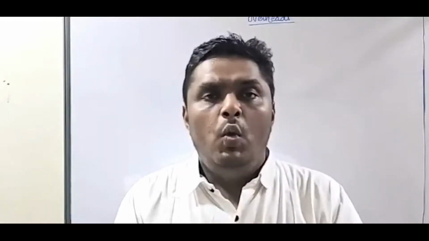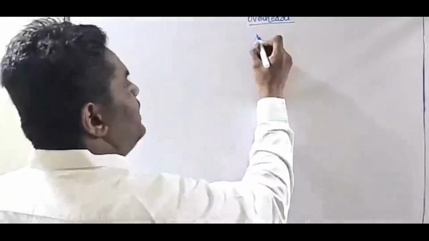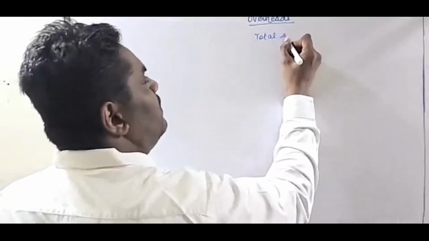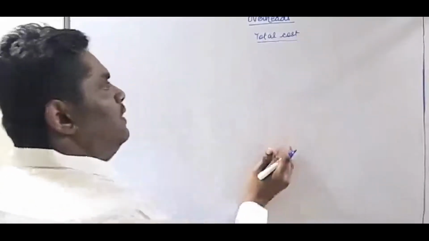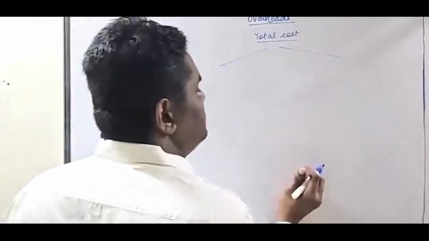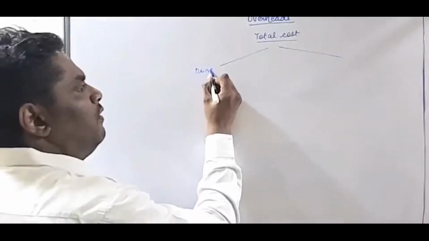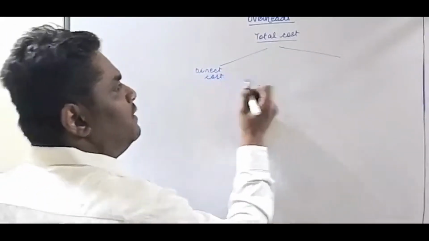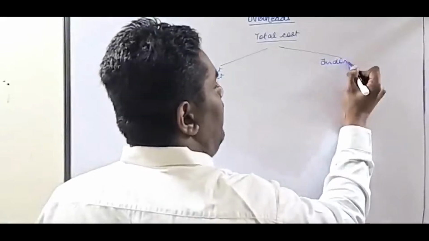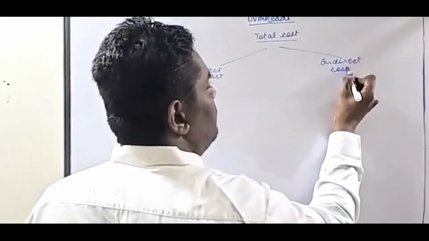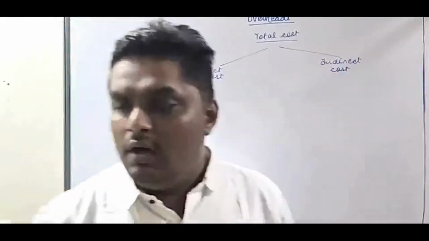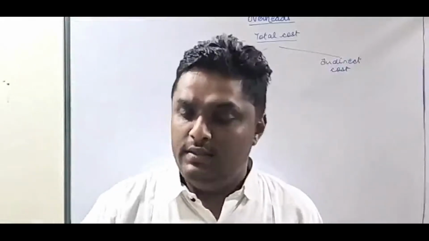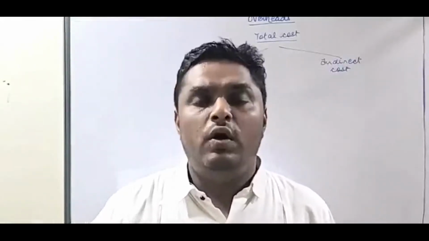Now, let's start from the very basics. When talking about the total cost of a product, the cost can be classified into 2 parts. That is direct cost and indirect cost.